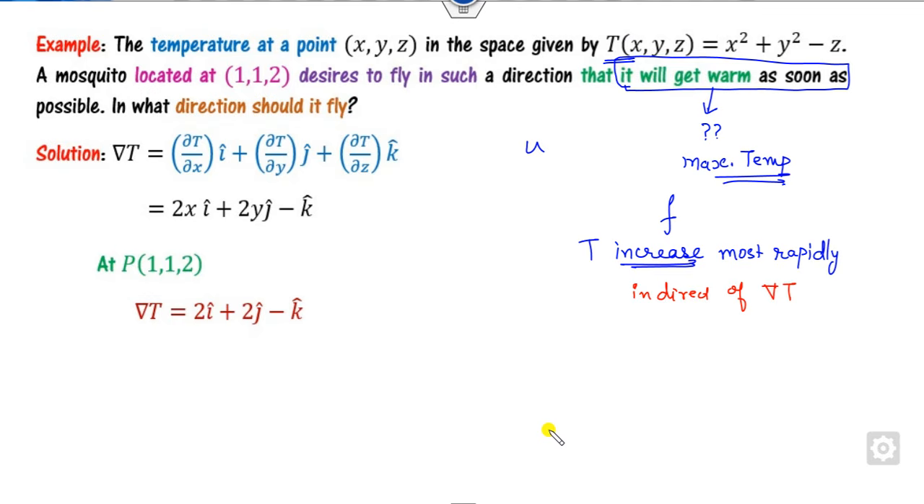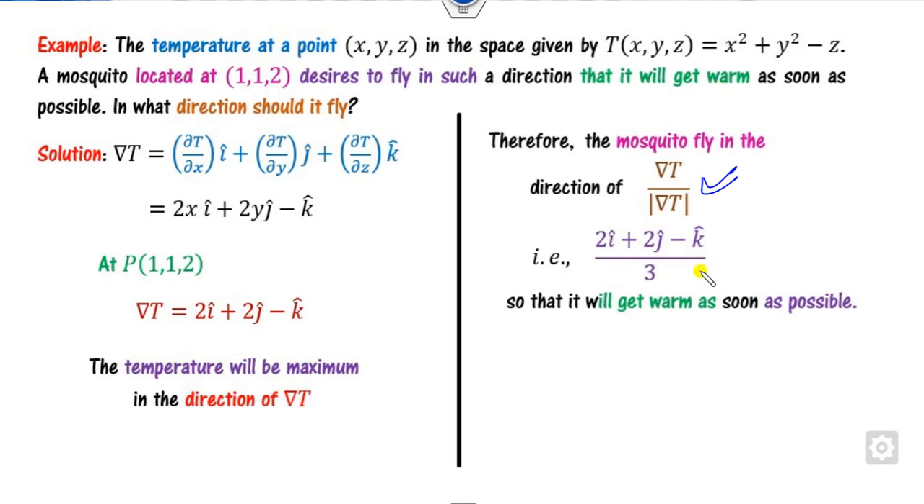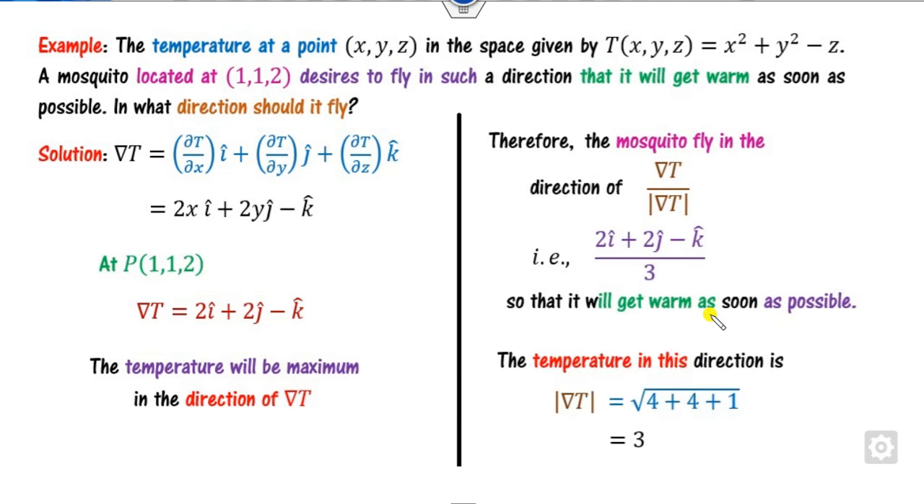Like in the previous example, we were talking about the del of f. So the T will be maximum in the direction of this. So what is the direction of this? This divided by the modulus. Because they are talking about the maximum, it's a plus. If they are talking about the minimum, then we take a negative. So we can find this value. We can get the answer here, because this is my greatest. What is the modulus of this? 4 plus 4 plus 1 is 9, whose root is 3. So it will move in the direction of this. And the temperature value is my 3.